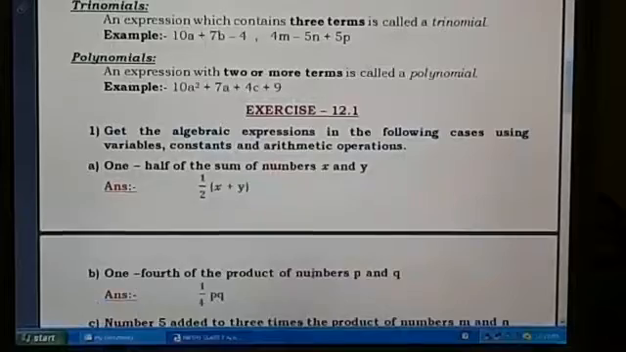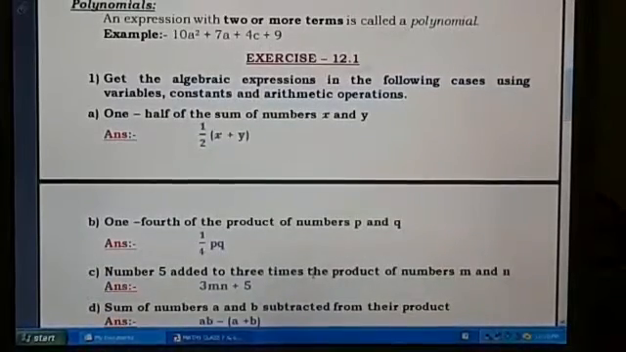Okay. Next, come to the exercise. Let us learn through the exercise. Here they have given a statement in the question. We have to write the expression. Okay. Half of the sum of numbers x and y. So read the statement clearly. So easily you can write the expression. Okay. First, half of the sum of numbers x and y. So the sum of numbers x and y means x plus y.